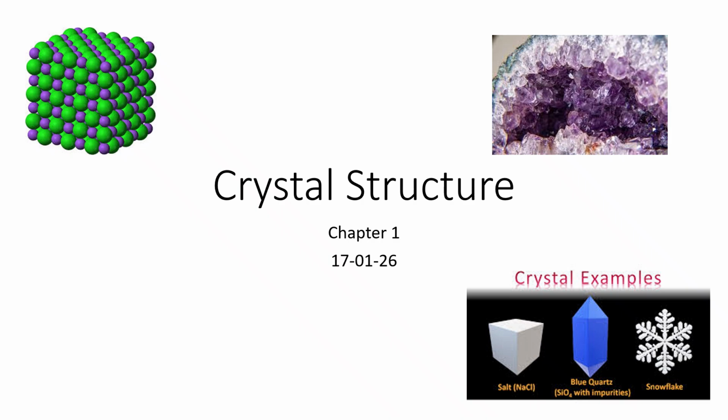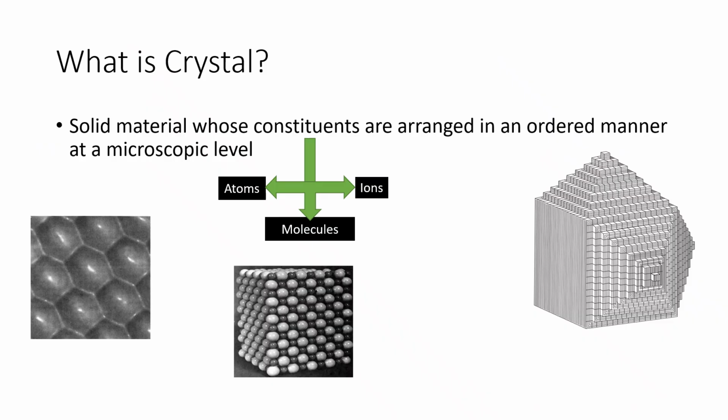Hi everyone. So chapter 1 is crystal structure, and let us begin without wasting any time. So what is a crystal? A crystal is a solid material whose constituents are arranged in an ordered manner at a microscopic level.